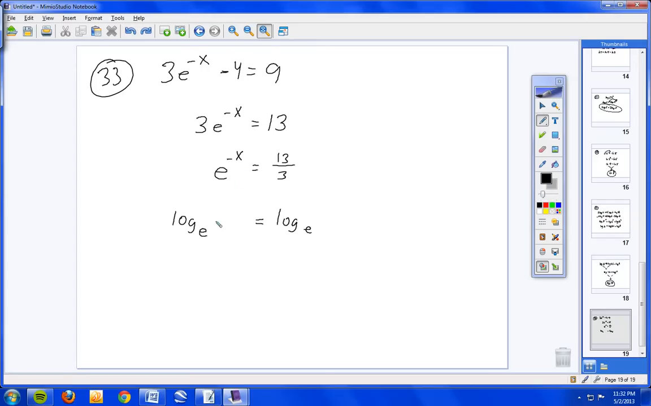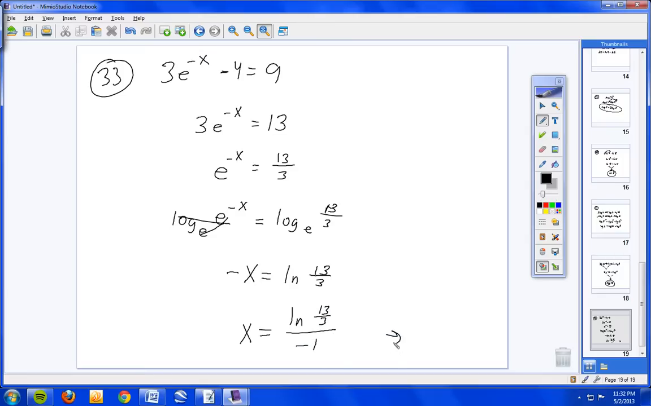Okay. Now, bring down this whole left side, so e to the negative x. Bring down this whole right side, which would be 13 over 3. And now, remember, when a base of a log matches the base of the argument, everything cancels out except the exponent, so negative x equals. And then don't forget that log base e just means natural log of 13 over 3, that's what log base e means, natural log. And now divide both sides by -1. There's a -1 in front of the x, so x equals natural log of 13/3 all over -1.